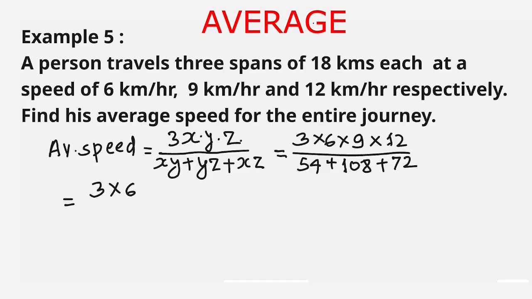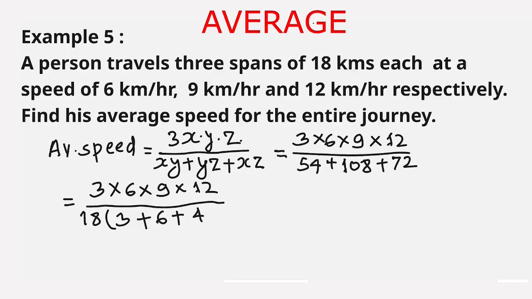We write the numerator as it is, 3 multiplied by 6 multiplied by 9 multiplied by 12, and we take 18 common from the denominator. 18 divides 54 three times, 108 six times and 72 four times. So this will be, within parenthesis, 3 plus 6 plus 4. Now in the numerator, 3 multiplied by 6 is 18. Numerator 18 is divided by denominator 18. So this comes out to be 12 times 9 is 108.